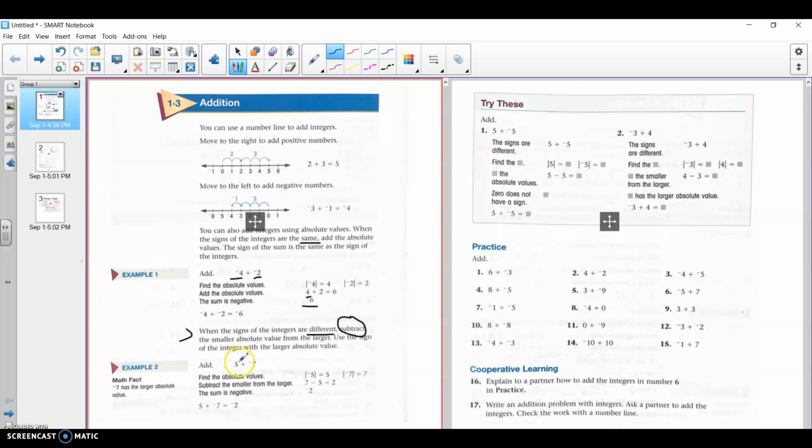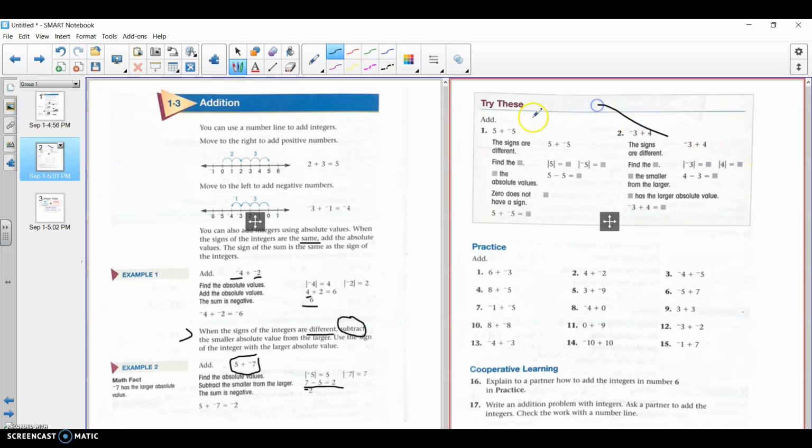So even though 5 is first and then 7, notice what they did right here. They're going to subtract 5 from 7. So 7 minus 5 is 2. So there's your answer, 2. And then you attach the sign, you go back up, and you look at the original problem, which number is larger, 5 or 7, and you're going to use that sign. In this case, 7 is larger, and that's the negative sign, so you're going to have a negative. You can barely see it on the paper, but it is negative 2. So a positive 5 plus a negative 7 equals a negative 2.